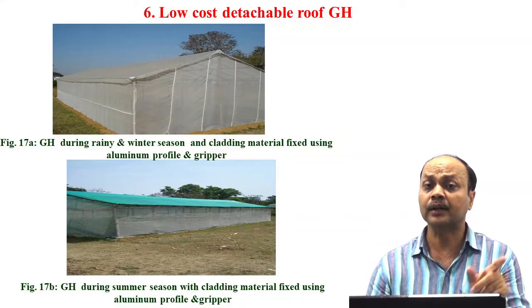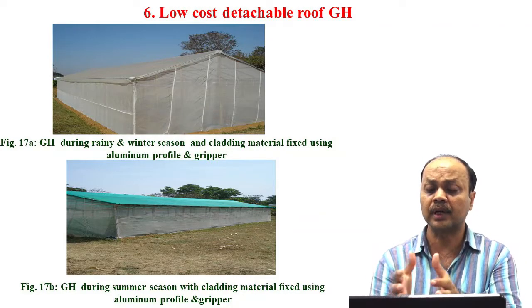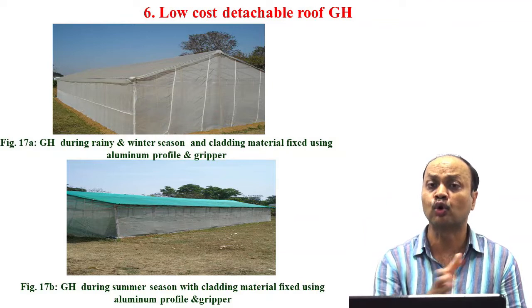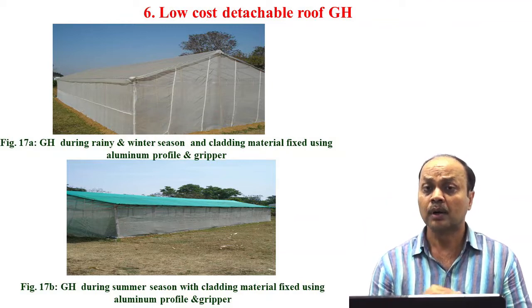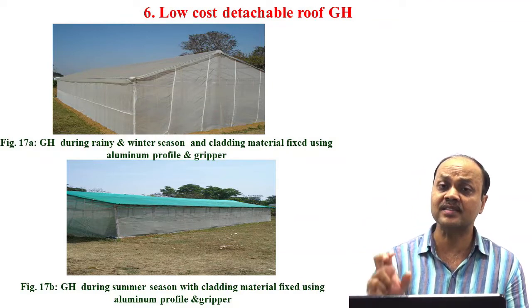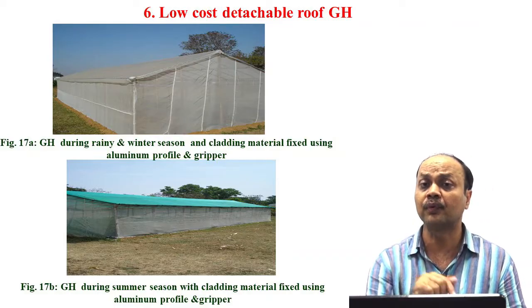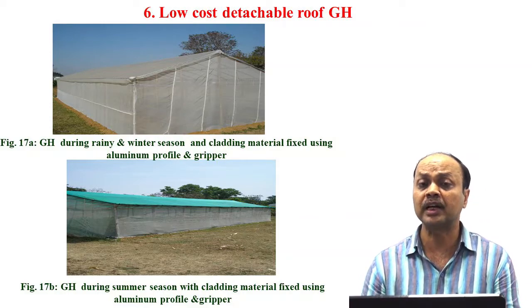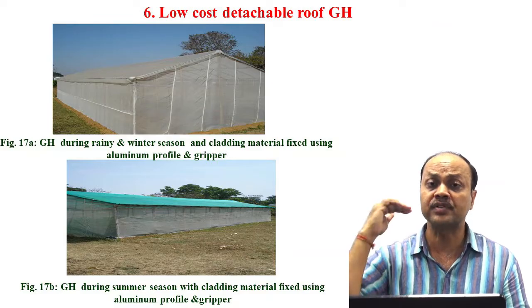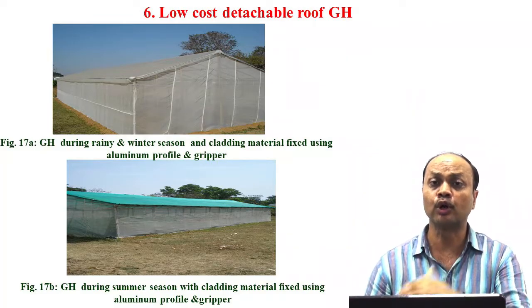But what I am saying is that during summer, as I told, you have to reduce the temperature to grow the crop inside the greenhouse. But in case of shade net, what is happening during rainy season and during winter season, it is very difficult to cultivate because it reduces the light intensity below requirements.